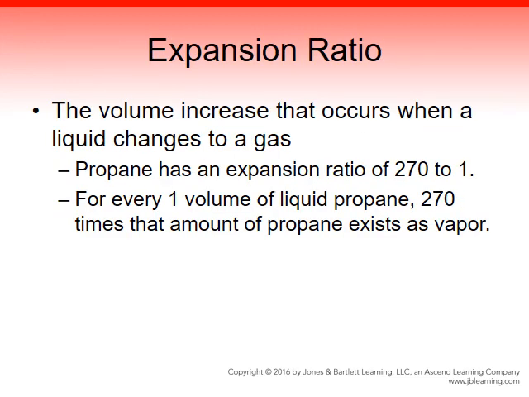The expansion ratio is a description of the volume increase that occurs when a liquid changes to a gas. Propane has an expansion ratio of 270 to 1. So, for every 1 volume of liquid propane, 270 times that amount of propane exists as a vapor.